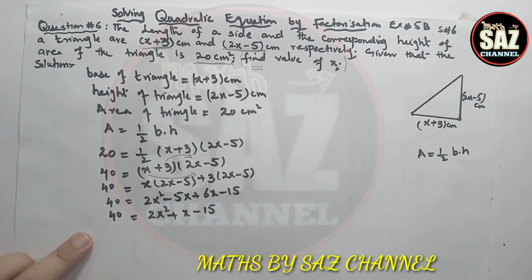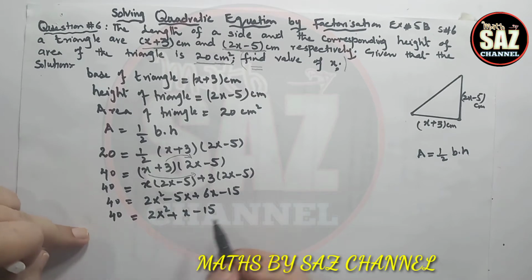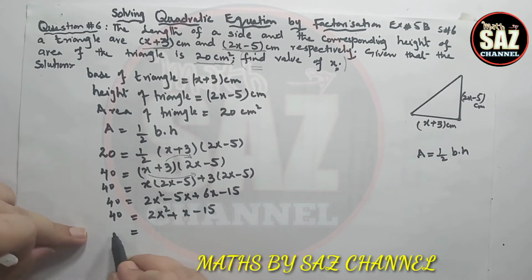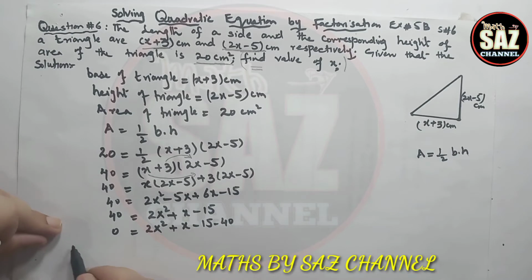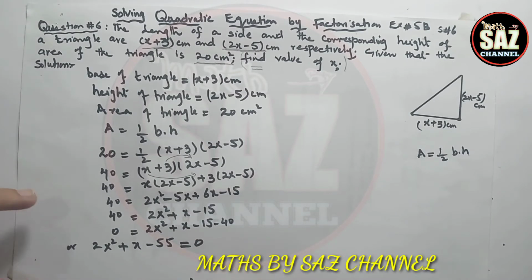Make it a standard quadratic equation. Bring 40 to other side, and I will have 0 towards this side. 2x square plus x minus 15 minus 40 equals to 0, or 2x square plus x minus 55 equals to 0. This is my standard quadratic equation.